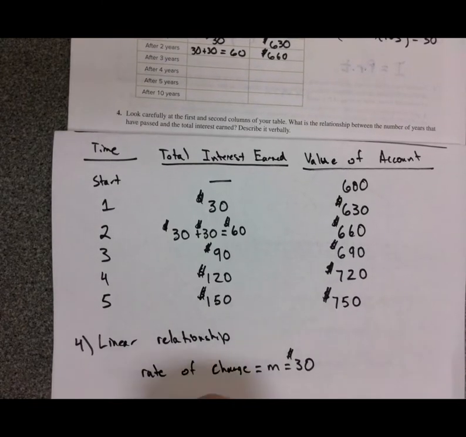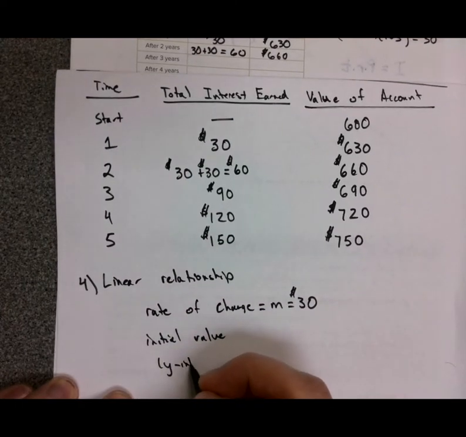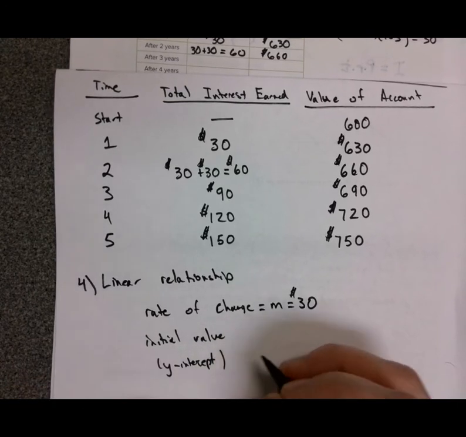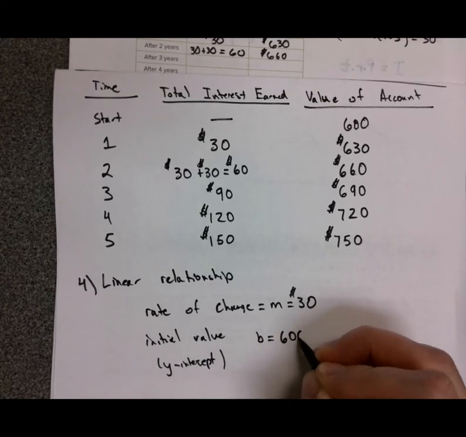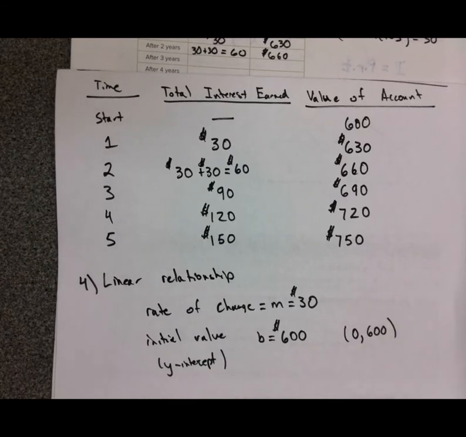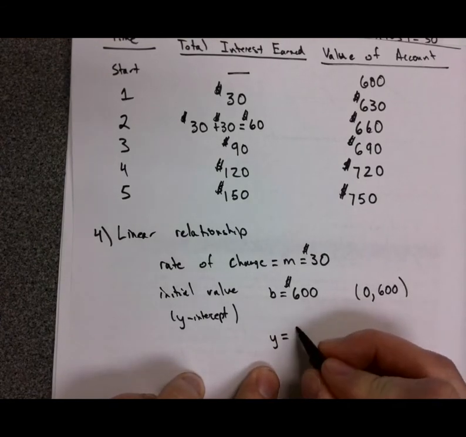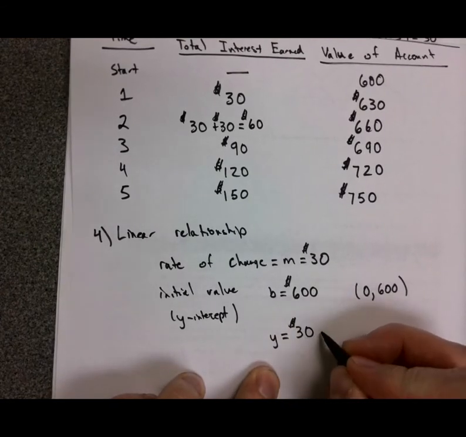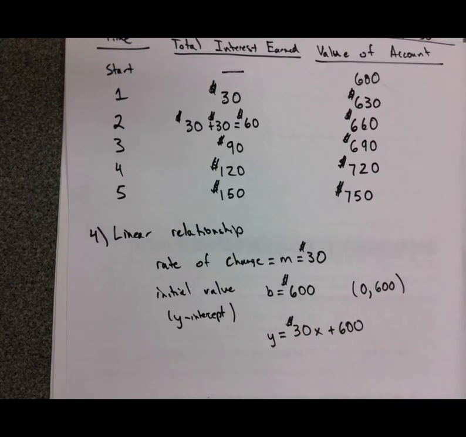And our initial value, or the value at time 0, or the y-intercept, is the amount of money we invested at the very beginning of this, which happened to be $600. We called that value B. If you recall, we wrote it as (0, 600). So not only can we say this is a linear relationship, we can write an equation to model it. We could write it like this: y equals $30 times the number of years we invested this money for, plus the initial amount we invested.